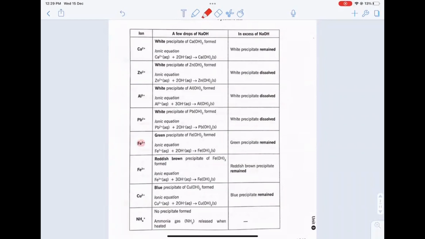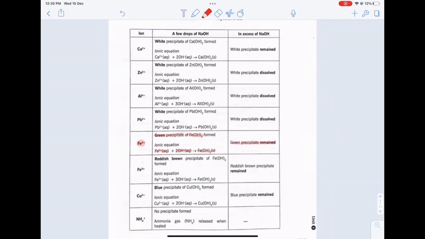So Fe2+, if Fe2+ is present, you will have a green precipitate of iron 2 hydroxide formed. Now, why would you have hydroxide? Fe2+ is present, correct? And then you added sodium hydroxide. Sodium hydroxide is the source of the hydroxide ions. Hence, they will add up to form iron 2 hydroxide, which is a green precipitate. And then in excess NaOH, the green precipitate remained.